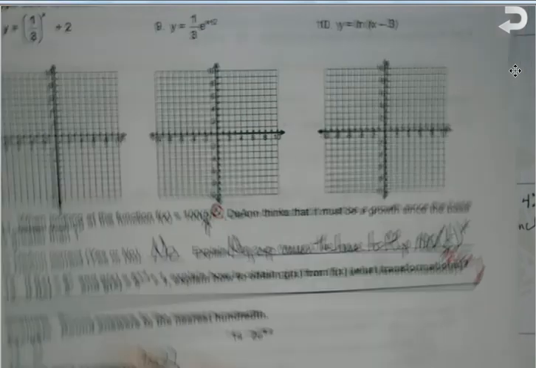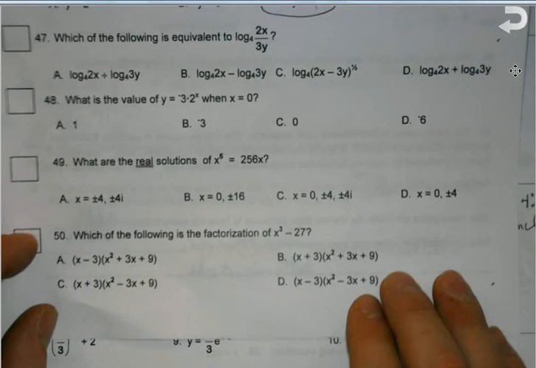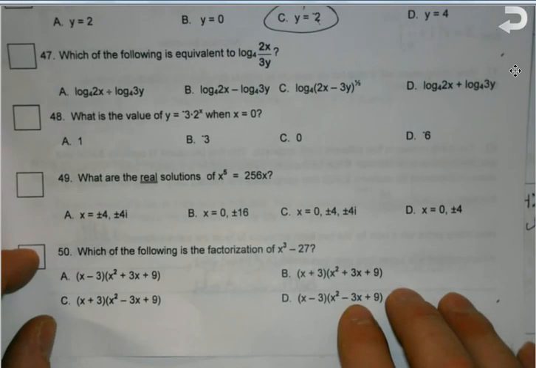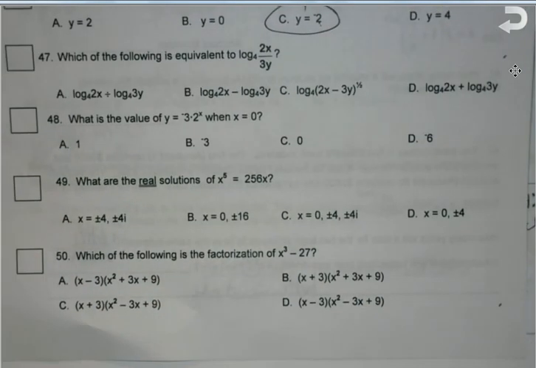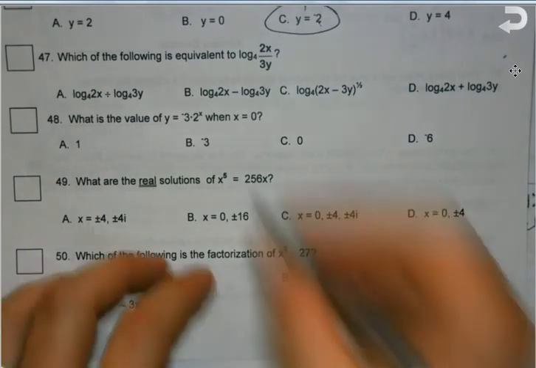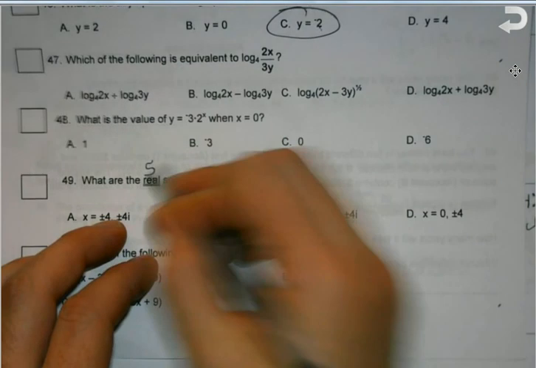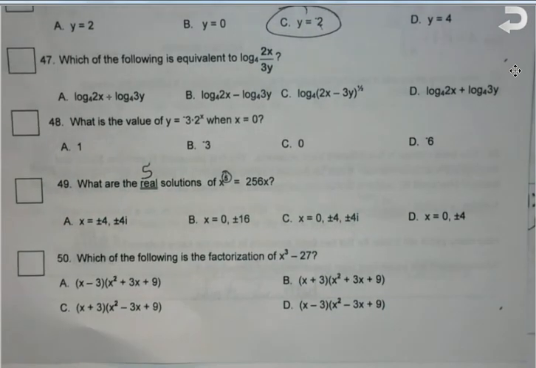49. To the back we go. What are the real solutions of x to the 5th equals 256x? Two things I would ask of you here. Number one, how many answers do you think there's going to be? 3, 5. How do I figure out how many answers or how many zeros there are in any polynomial? There's a 5. Okay, so there should be 5 solutions.